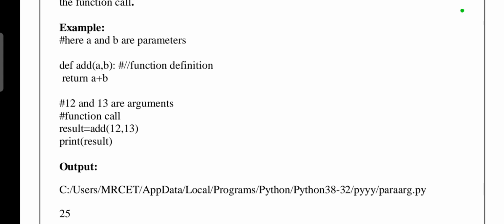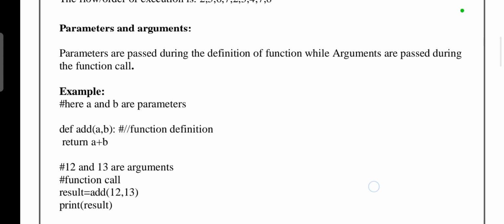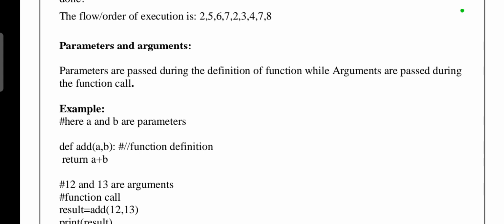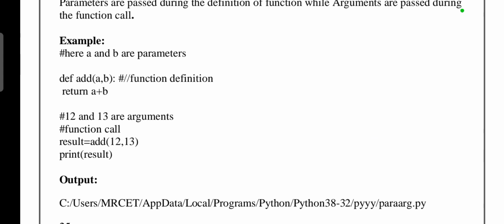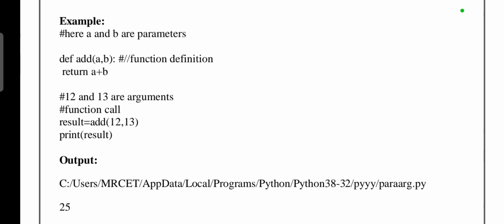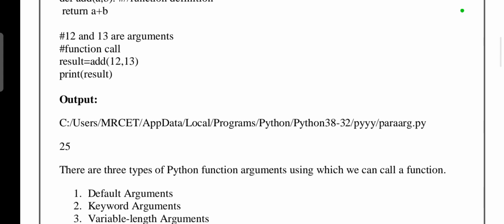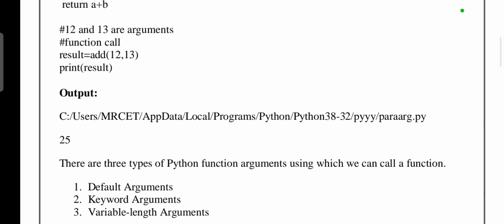We can use the result assignment here. Here 12 and 3 are arguments, and A and B are the parameters. Parameters are used during the definition, and arguments are used during the function call. These are the parameters and arguments. The output of 12 plus 3 is 15.